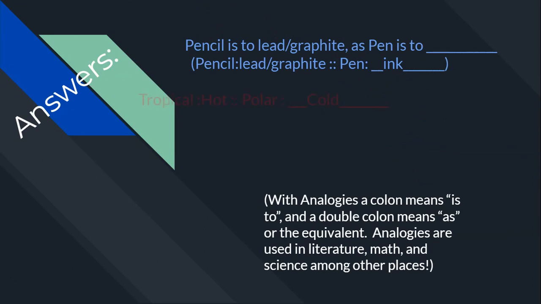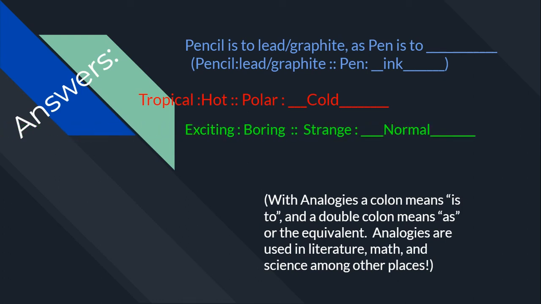Here are your answers. Pencil is to lead as pen is to ink was correct. And if you put cold, tropical is to hot, polar is to cold, you were correct. Exciting is to boring, as strange is to normal, or a word along those lines. And the challenge was medicine is to illness, or sickness or disease, as law is to anarchy. And again, these little colons mean is to at the beginning, and the double colon means as. So when you're reading it, read it out loud that same way. Analogies are used in literature, math, and science, among many other places.